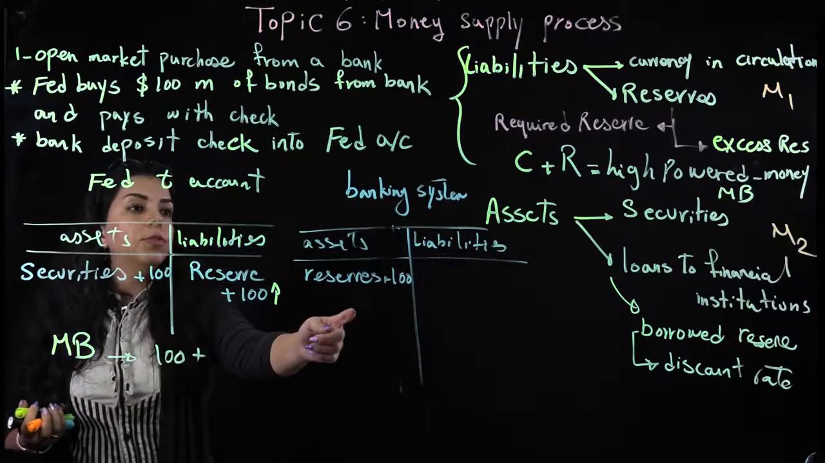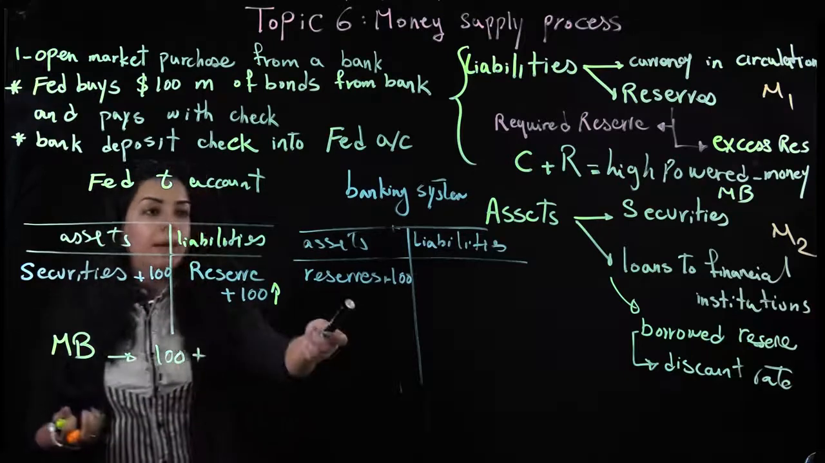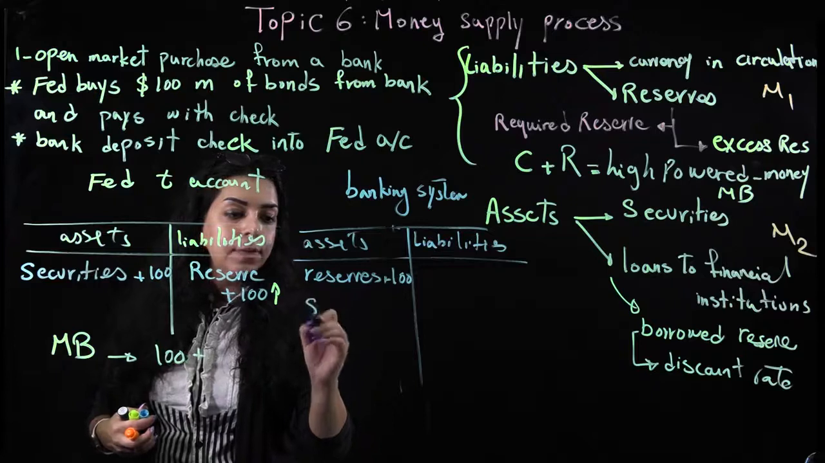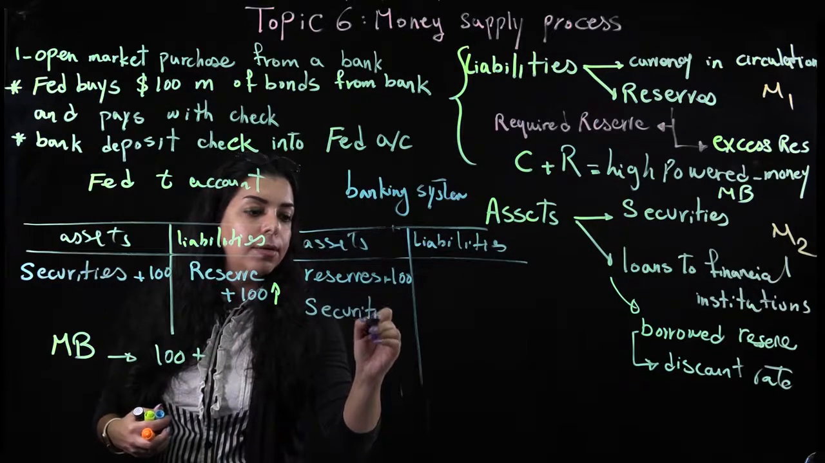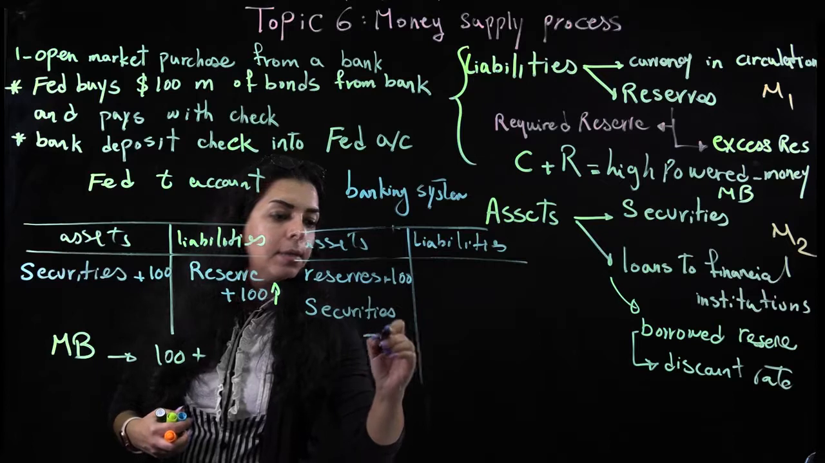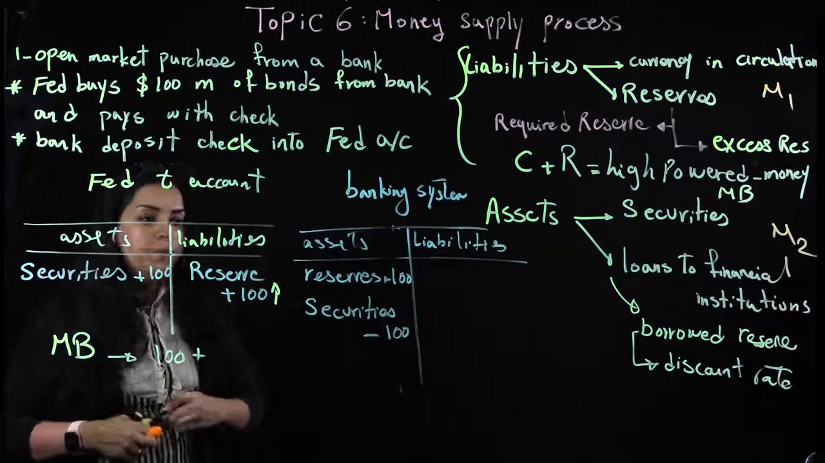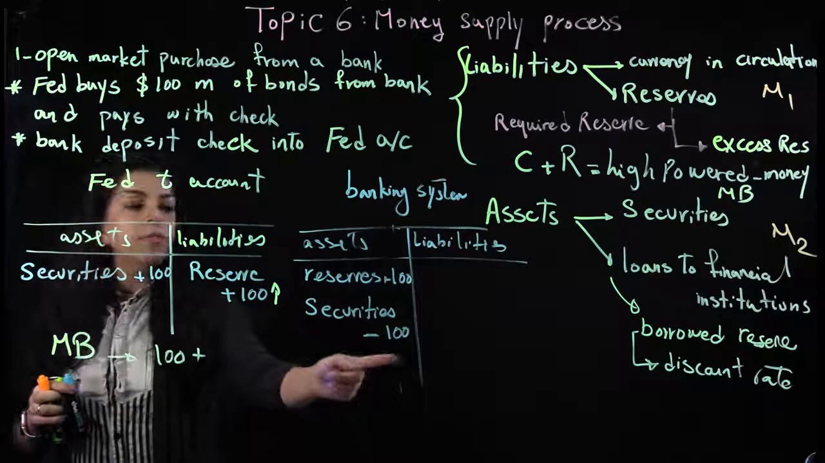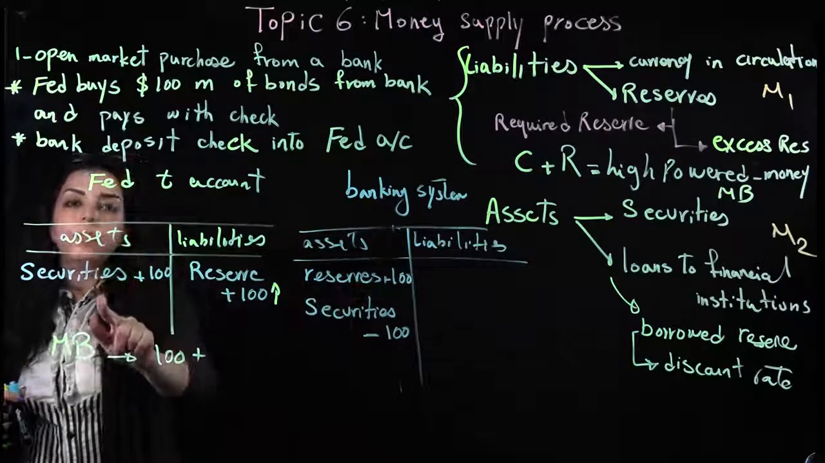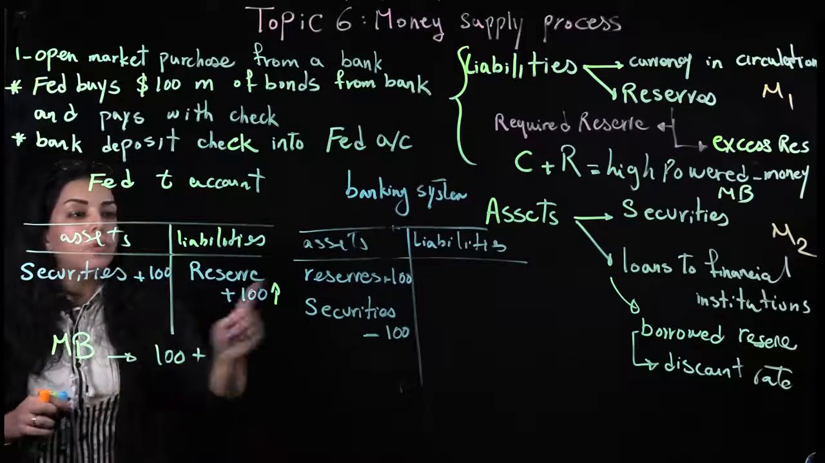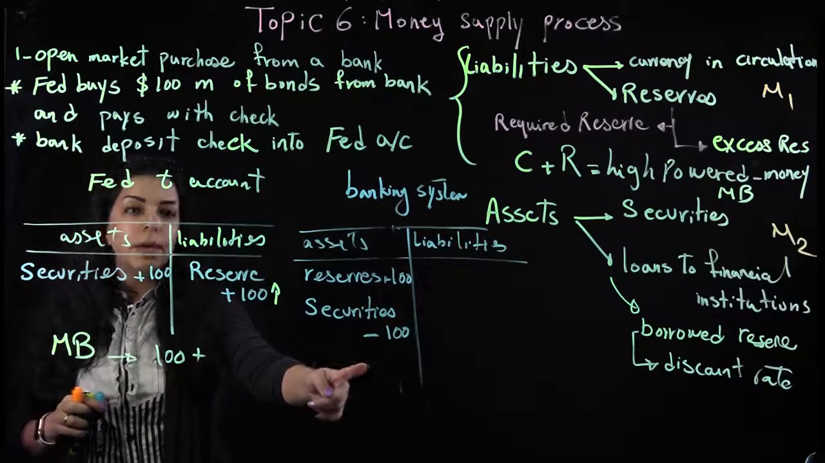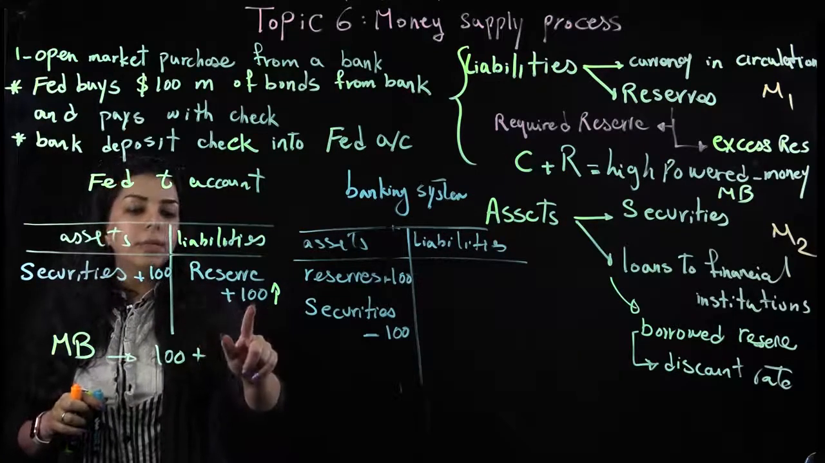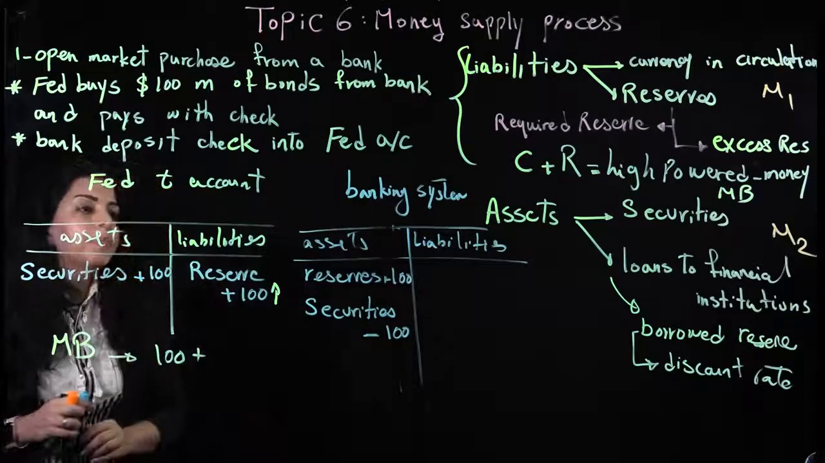Then how about the securities of the banking system? The banking system has sold the security to the central bank. So that's why the securities here are minus 100. Has the amount of the security changed in the society? Of course not. The security from the banking system has been transferred to the Federal Reserve, but the amount of the security remains the same. How about the reserve? We can see that the amount of the reserve has increased. So that's why the monetary base is increasing.